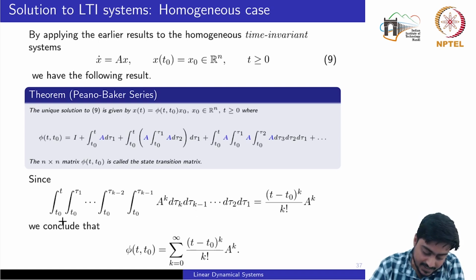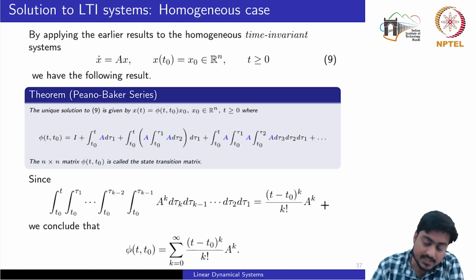Now this kth element I can write as the ratio of (t minus t0) to the power k over k factorial, into A^k. The reason is that all these A^k are constants, first of all, so I can take this A^k outside the integral, and all the inner integrals are basically integrals of the 0th power of t. So it would turn into (t1 minus t0) to the power k divided by k factorial, right?